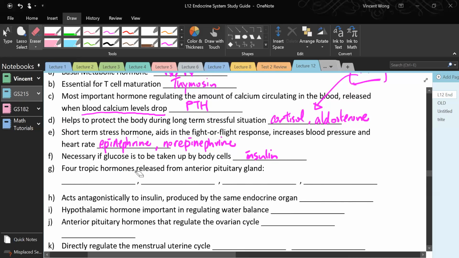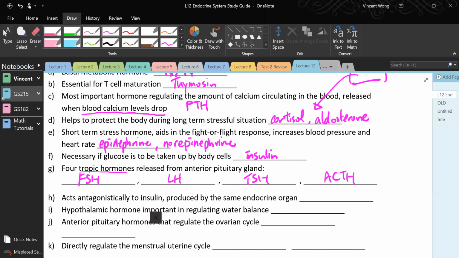Four tropic hormones released from the anterior pituitary gland. Okay, we've been writing it all day long, right? So there is FSH, LH, TSH, and ACTH. They are called tropic hormones because they target another gland, right?